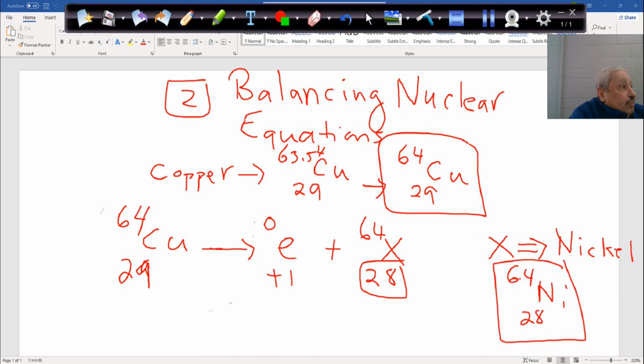Correct? So that's the most important part of the whole chapter. Okay, guys? Number 3 is the application of nuclear chemistry. Number 3, we have to know the application of nuclear chemistry.